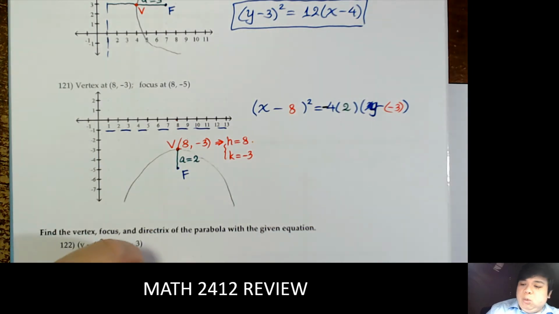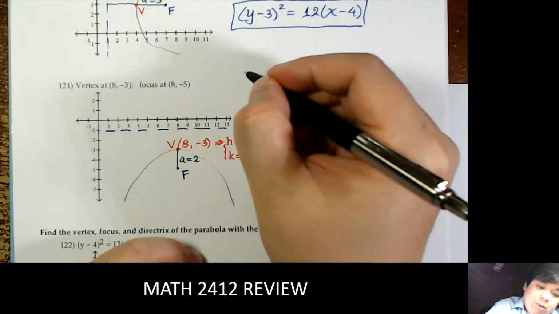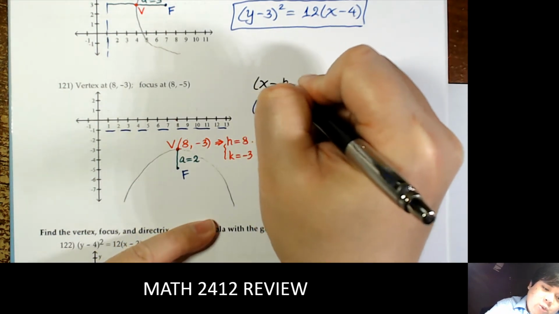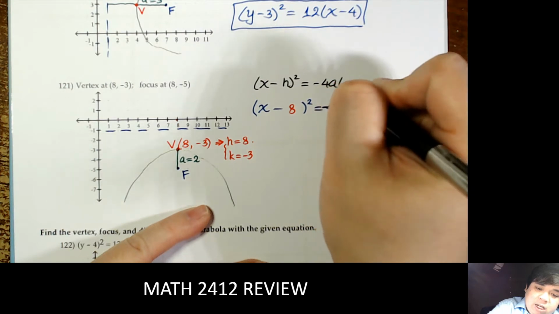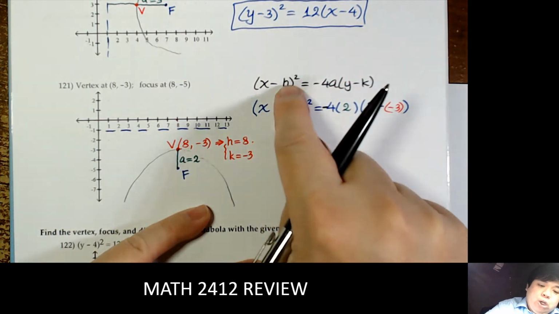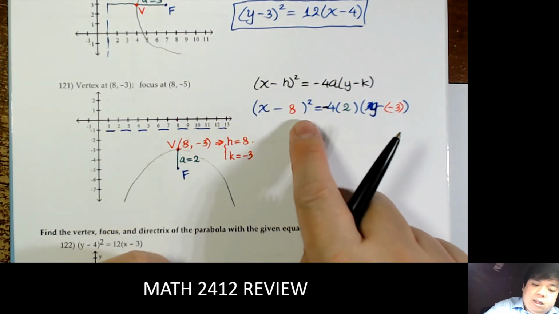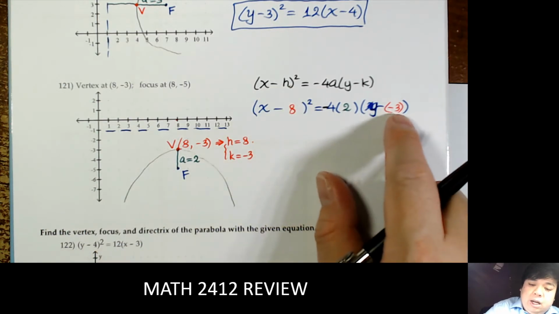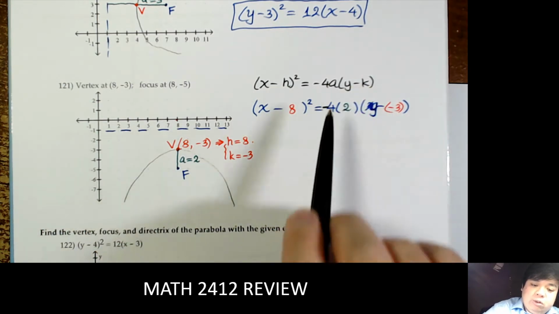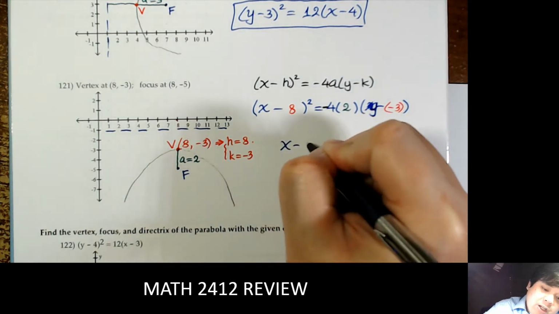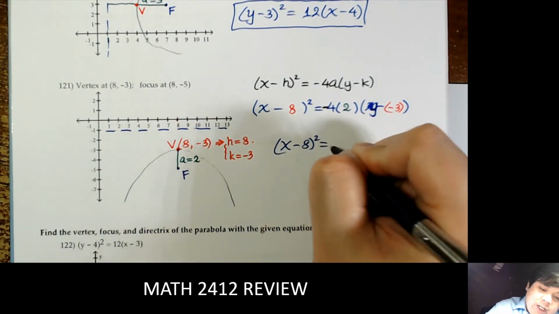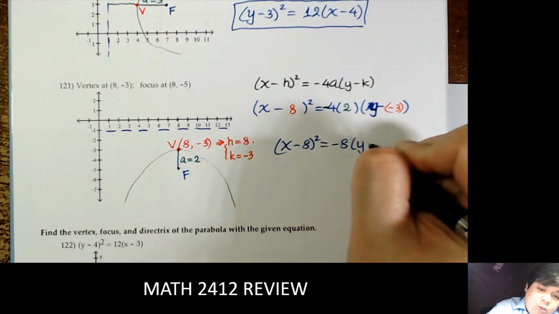Right. It's actually very helpful if we start with the equation. If it opens down, it will be x minus h squared equal to minus 4a times y minus k, and then we just put in 8 for h, negative 3 for k, and 2 for a. Right. So we have x minus 8 squared equal to negative 8 times y plus 3.